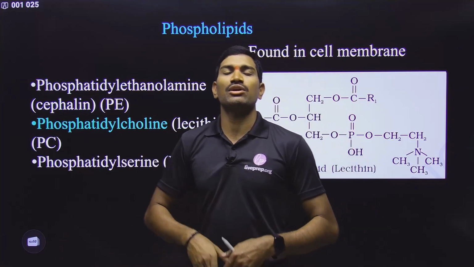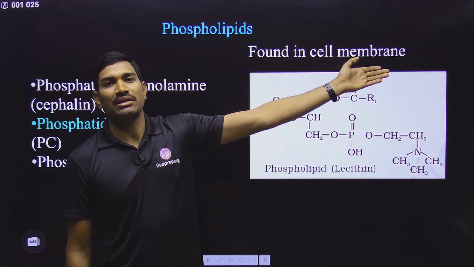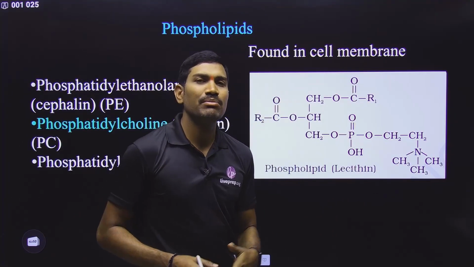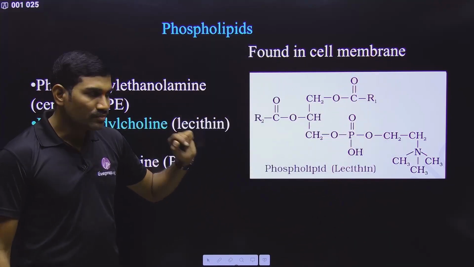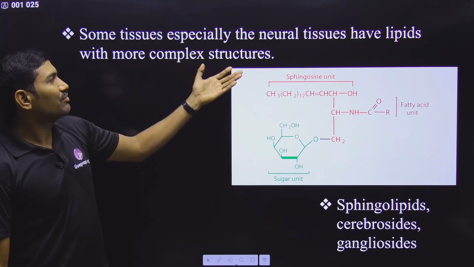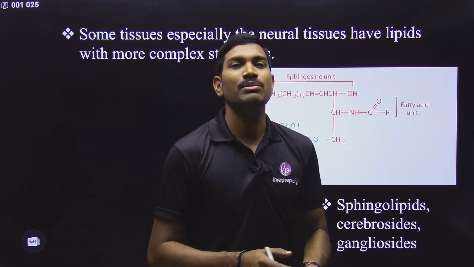So in this way, different types of phospholipids are present, and generally they are found in cell membranes, plasma membranes. Not only the plasma membrane, even the membranes of organelles have this type of phospholipids. Understood or not? This is what they are talking about here. And not only this, in the case of neural tissues especially, some more complex types of lipids are observed.